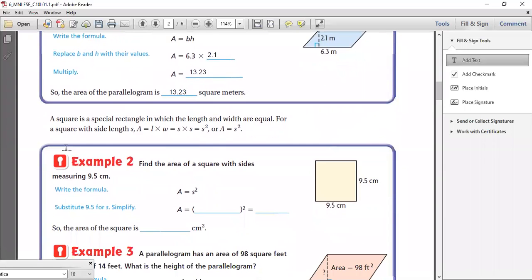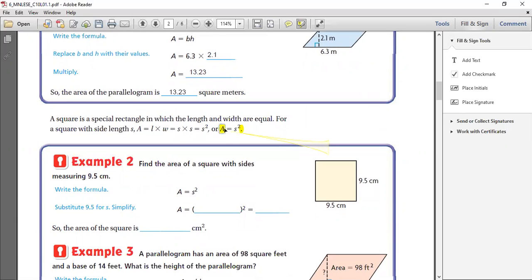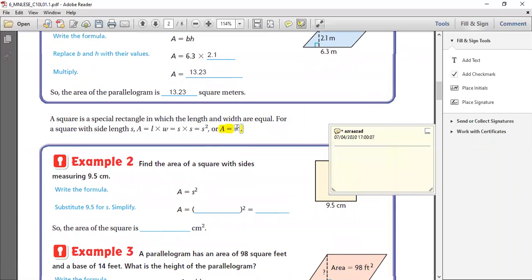Okay, now here see, a square is a special rectangle in which the length and width are equal. For a square with side lengths S, area is equal to, now I don't want to confuse you with all this, I just want you to concentrate only on this part. Area is equal to S square. S square means the S multiplied by the S, means we are going to be multiplying this S, that's the side, with side again. That's why they gave you as s square.